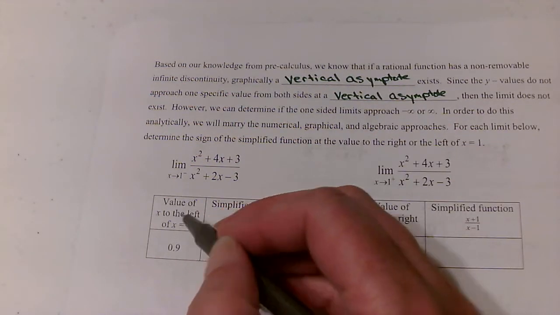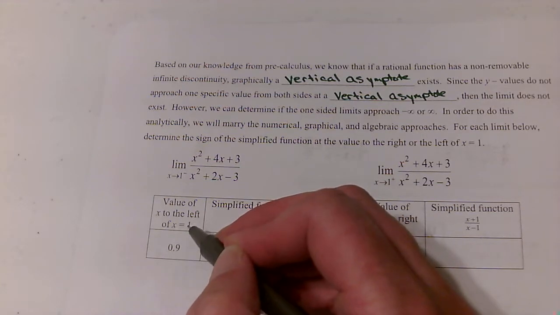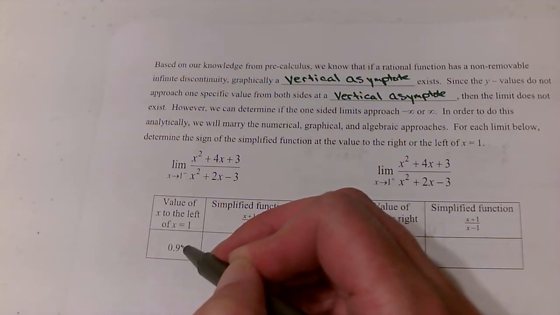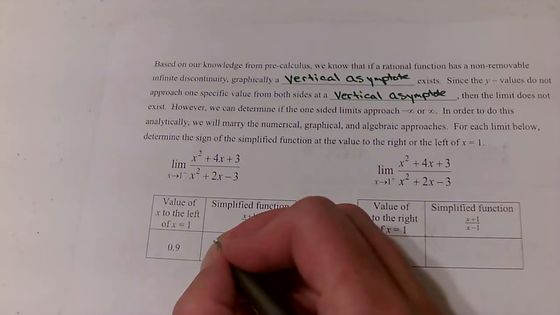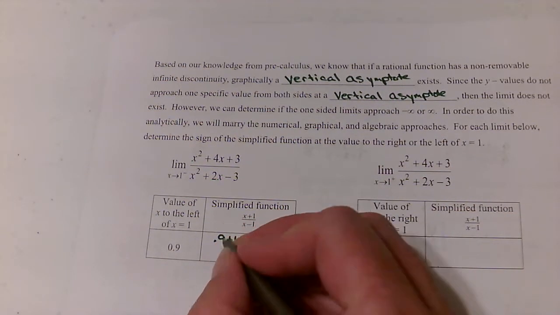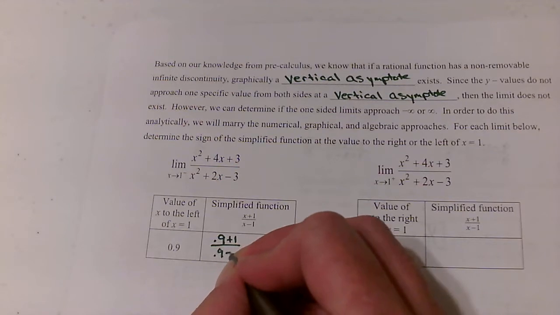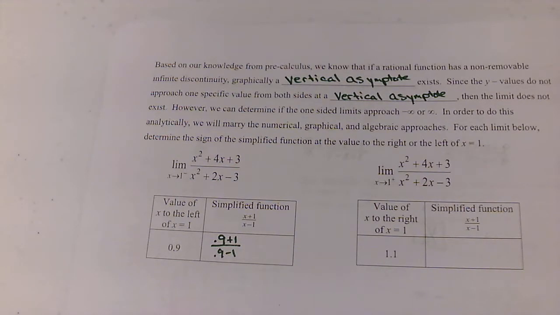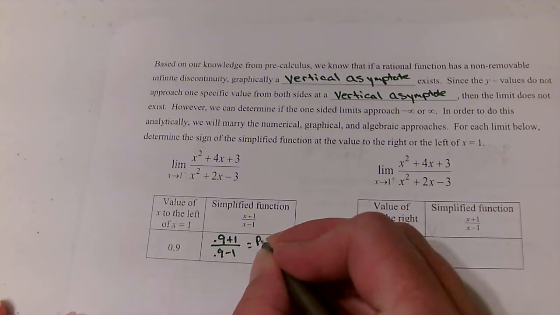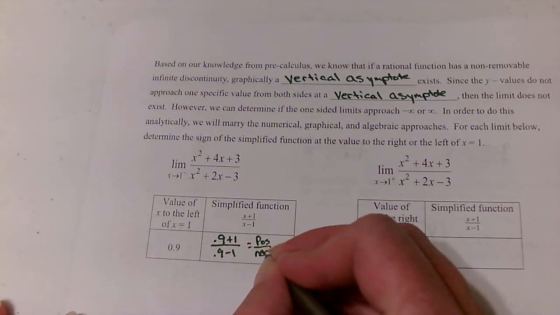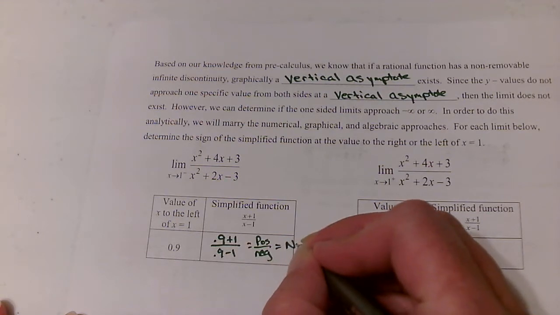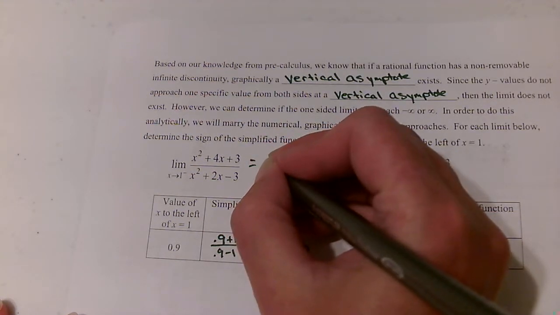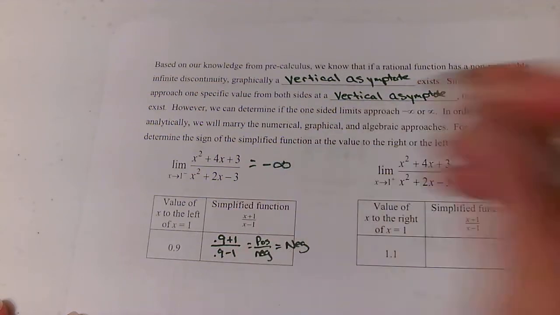So if we're coming in to the left of x equals 1, pick a value like 0.9 and plug it in. So 0.9 plus 1 over 0.9 minus 1. What would happen there? Well, we know they're going to infinity. So all we really need to know is what the sign is. Well, the numerator is positive, denominator is negative, so the whole thing is negative. So this one's going to negative infinity.